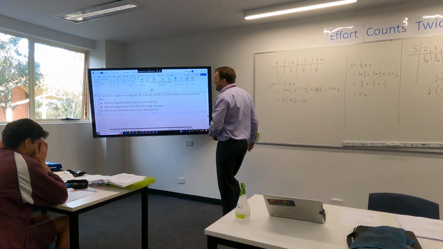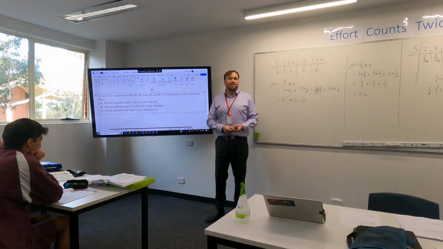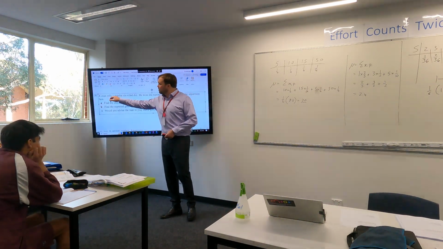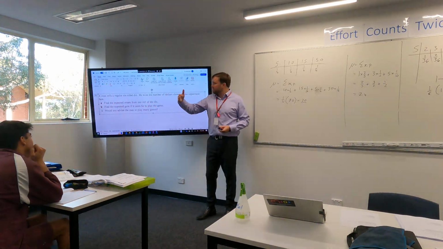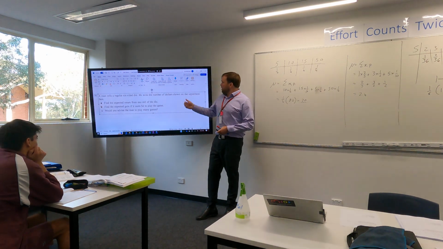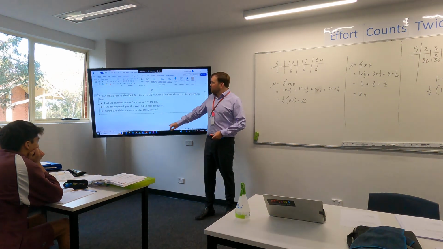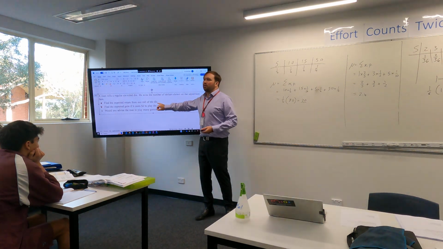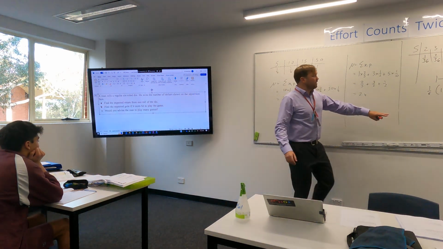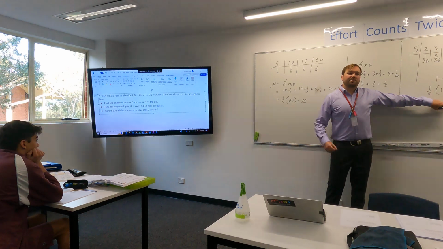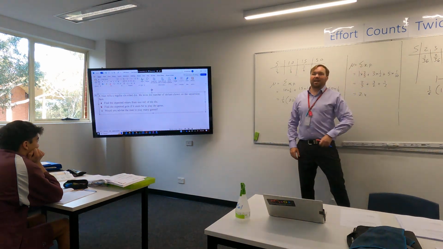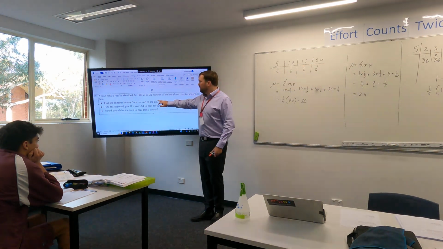So, a man rolls a regular 6-sided dice. Regular meaning it's got a uniform probability distribution, so they're all equal chance of occurring. He wins the number of dollars shown on the uppermost face. Find the expected return from one roll of the dice. We've done this already. It's 3.5. So you'd expect to win $3.5 from one roll of the dice.